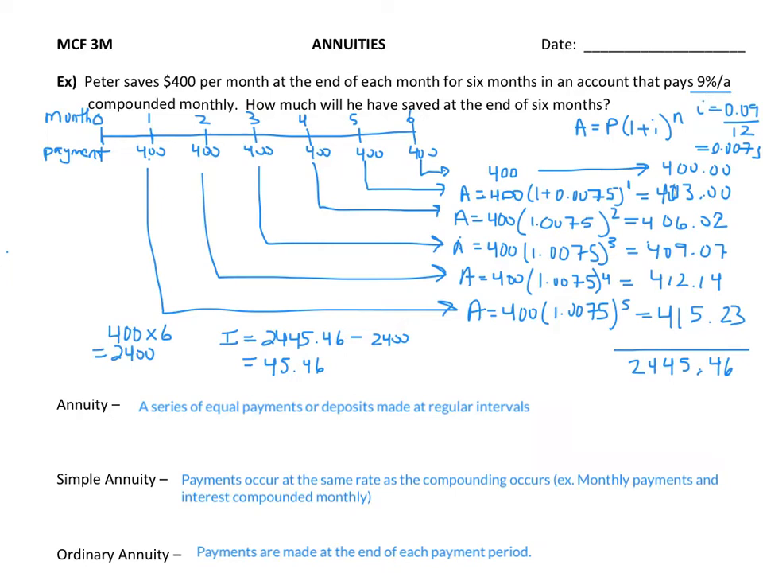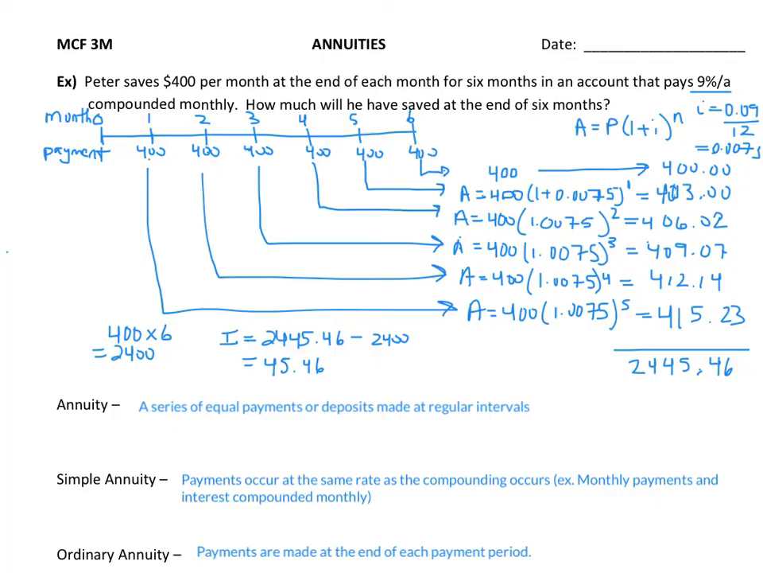Mortgages in Canada are usually not simple annuities because you're usually making weekly, bi-weekly, or monthly payments, but in Canada, our mortgage rates are compounded semi-annually. So it's a little bit different, and there are applications on our websites that will help us with those. An ordinary annuity means that our payments are made at the end of each payment period. Notice Peter didn't make his first deposit until the end of the first month. That has to be true for this formula to work that I'm going to show you now.